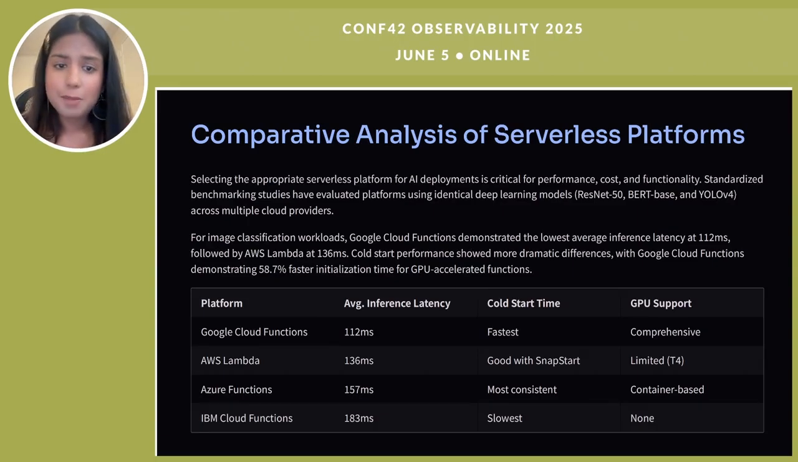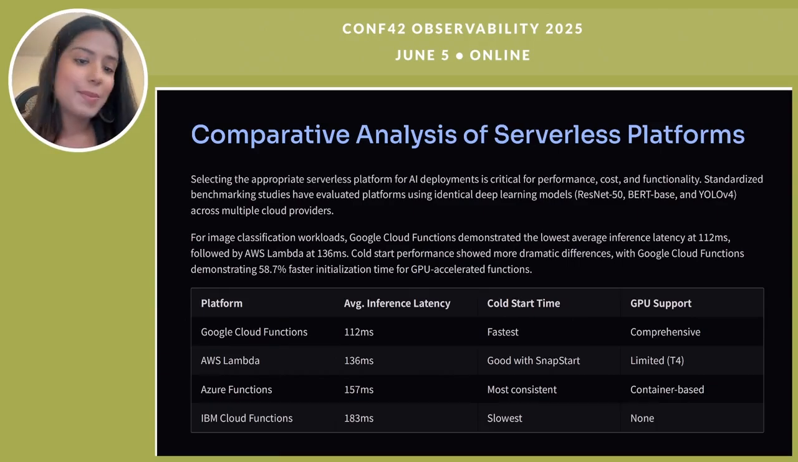Let's talk about GCP, Google Cloud Functions, which is a product of GCP, stands out for image classification workloads, demonstrating the lowest average inference latency at 112 milliseconds and also the fastest cold start time. Their GPU support is also quite comprehensive.